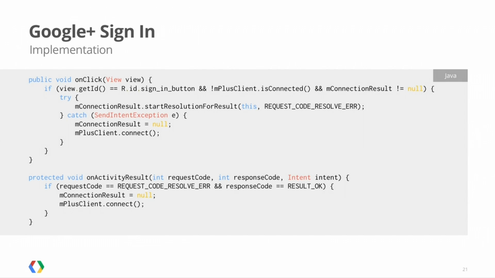Then we'll get a callback to onActivityResult, and if the user consented, we'll get a RESULT_OK. We'll connect the Plus client again and expect an onConnected callback. If the user canceled, then we'll get a RESULT_CANCELED, and we'll just hang out and wait until they click on the button again. So you can see it's just a few lines of code on top of what you've already got in your activity to get a user signed in and get access to our Google Plus APIs.